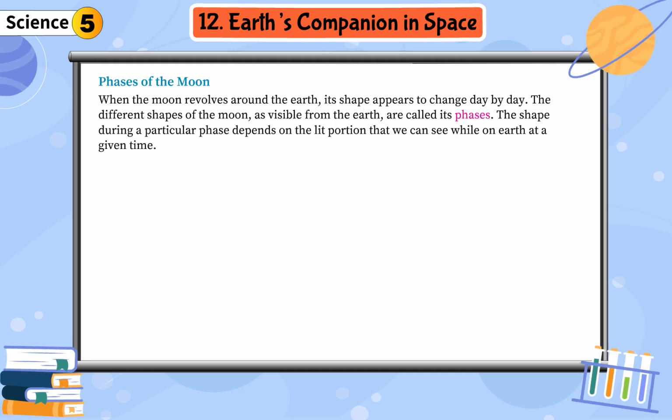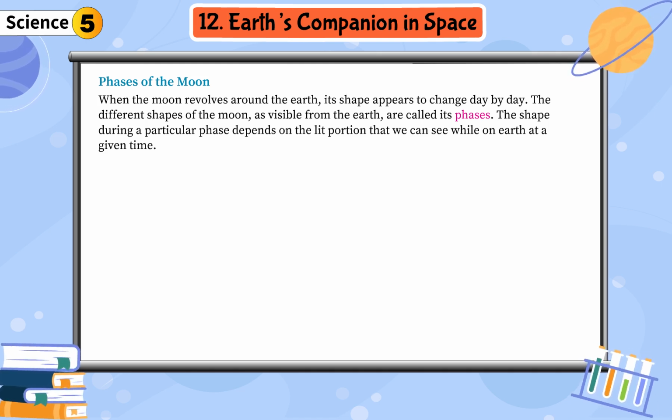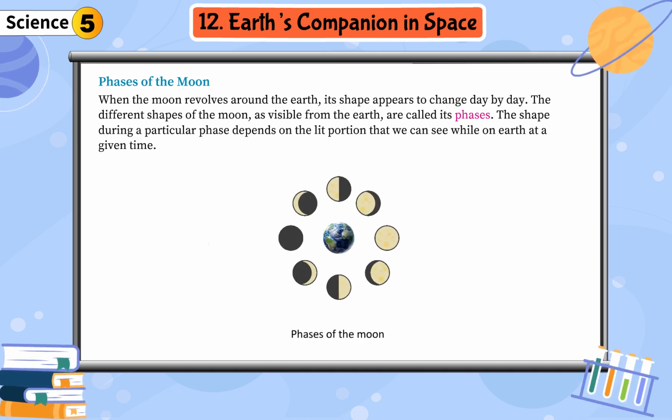Phases of the Moon. When the Moon revolves around the Earth, its shape appears to change day by day. The different shapes of the Moon, as visible from the Earth, are called its phases. The shape during a particular phase depends on the lit portion that we can see while on Earth at a given time.